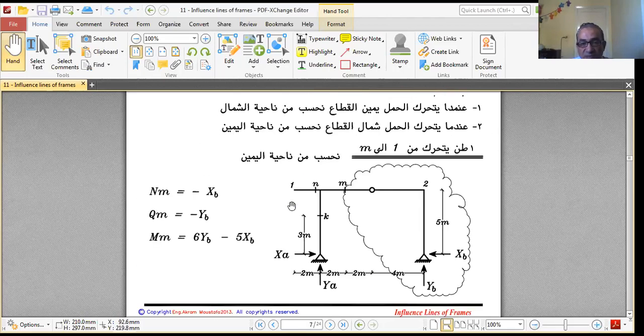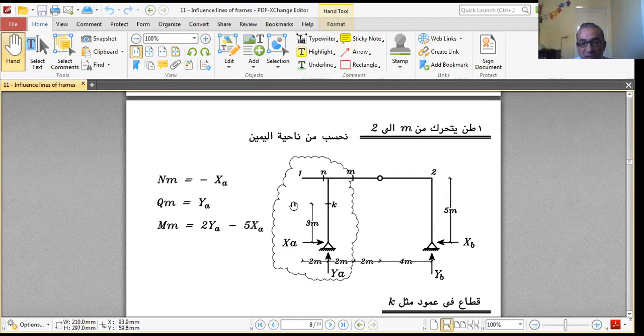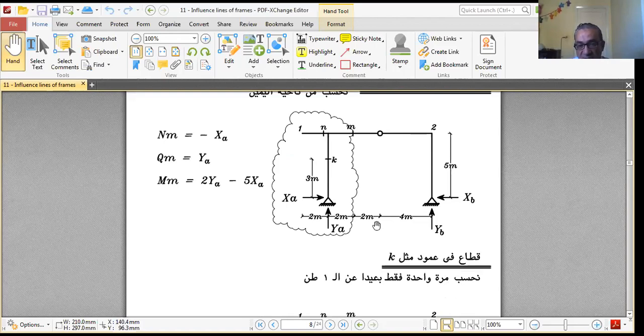the left. When the load moves between M and 2, we calculate from the left. Then Nm equals minus XA, Qm equals plus YA, and then Mm equals YA multiplied by 2 minus 5XA.